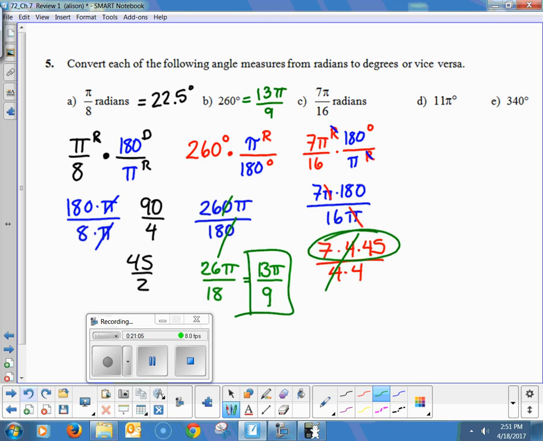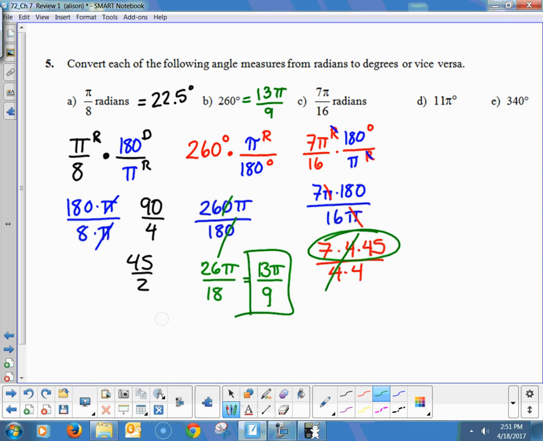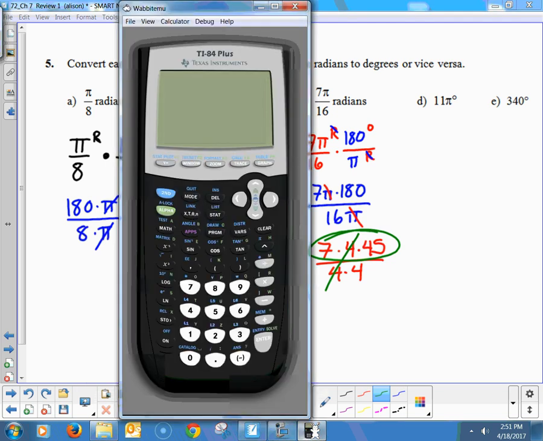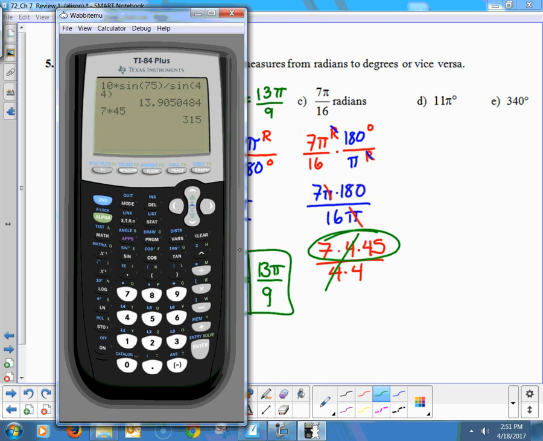Where's that calculator? Oops, that's the video camera. We don't want that. We want this guy. It's 7 times 45. Enter. 315 divided by 4. So I'm just going to leave it as 315 divided by 4, and that would be degrees. Oh, what the heck. Divide by 4. Enter. 78.75. Sure. 78.75.